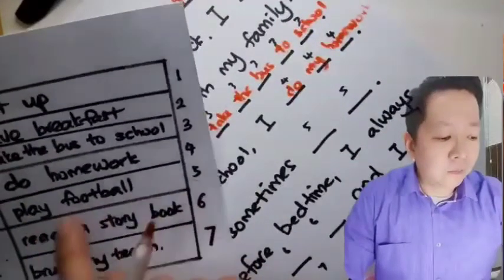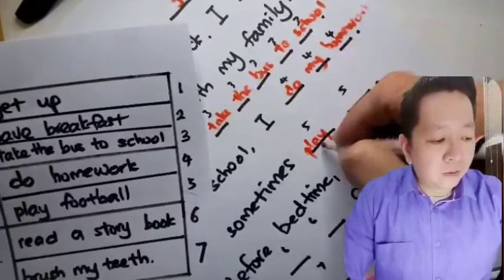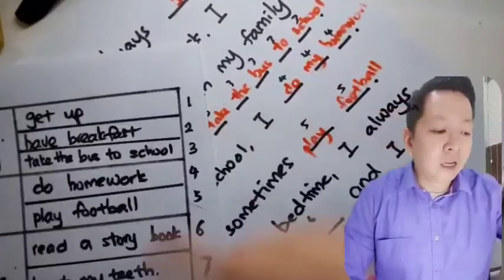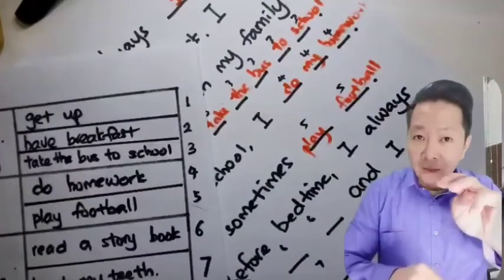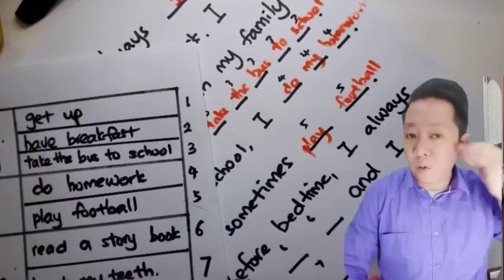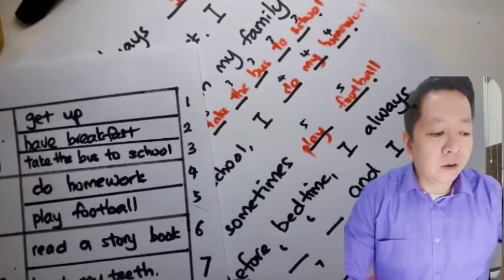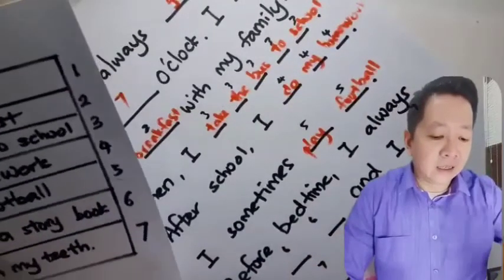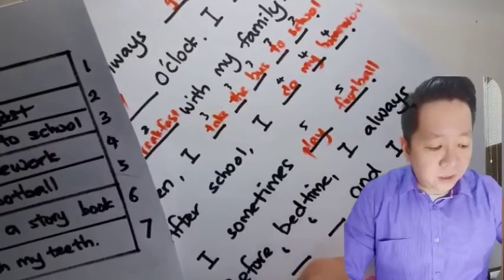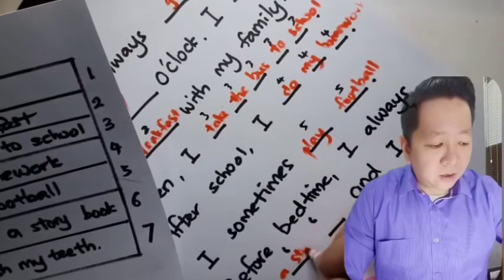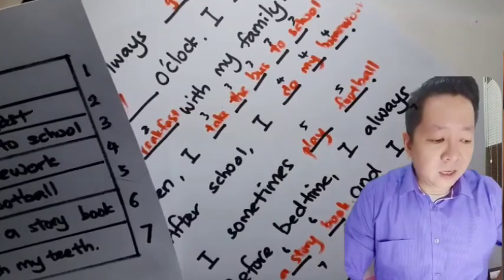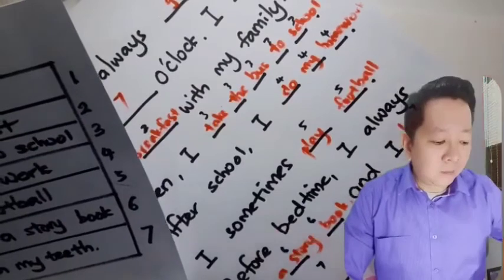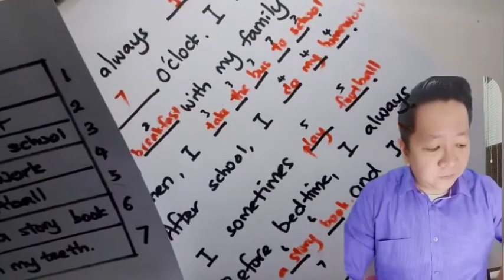5. Play. Okay, this one mine, I forgot. It's okay if you miss the MY, mine. Do homework. It's also correct. 5, you continue. 6. Read a story book. And I brush my teeth.